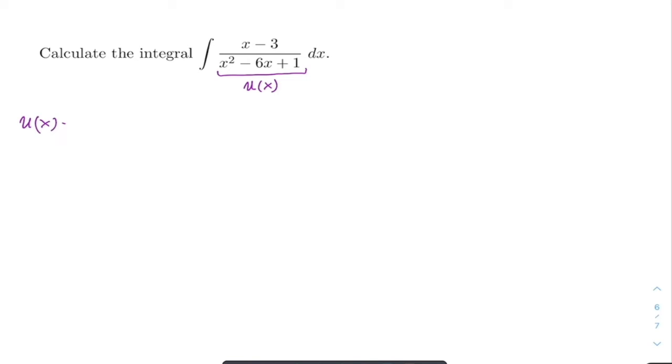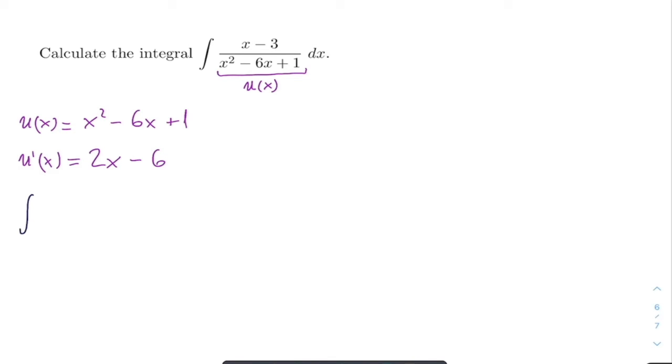So if u of x is x squared minus 6x plus 1, then the derivative of u will be equal to 2x minus 6. So again, we don't have the exact derivative, but notice that they only differ by a constant. If I multiply this by 2, I get back my derivative.